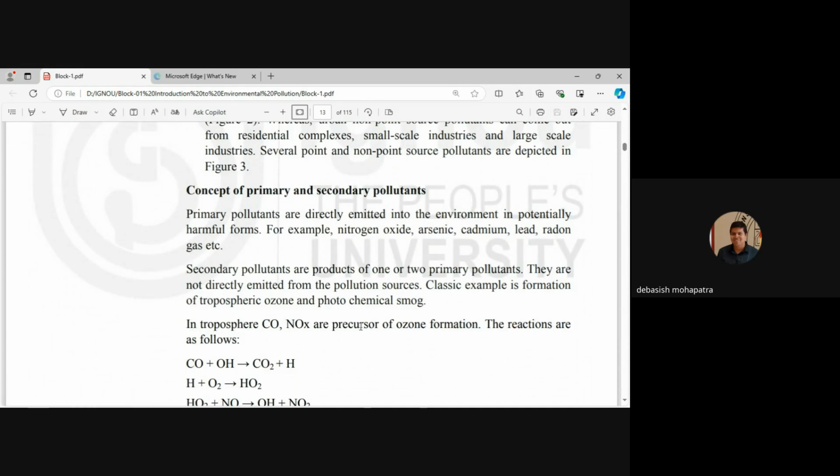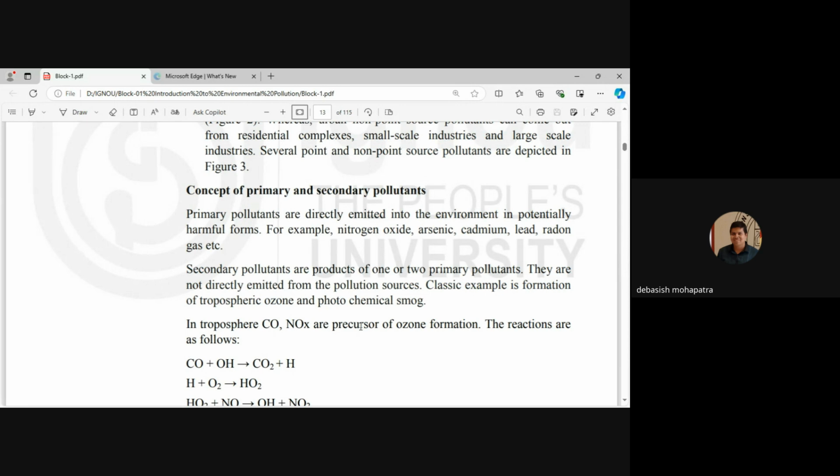Then primary and secondary pollution. Primary pollutants are directly emitted into the environment in a potentially harmful form, for example, nitrous oxide, arsenic, cadmium, lead, radon gas, etc. Secondary pollution is a product of one or two primary pollutants. They are not directly emitted from the pollution source. A classical example is the formation of tropospheric ozone and photochemical smog.